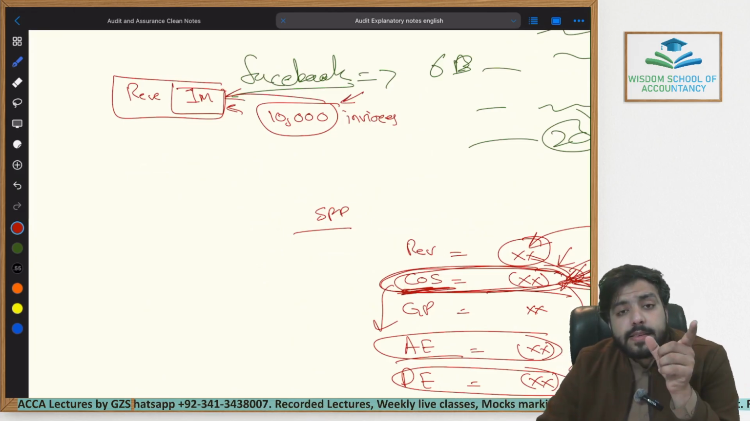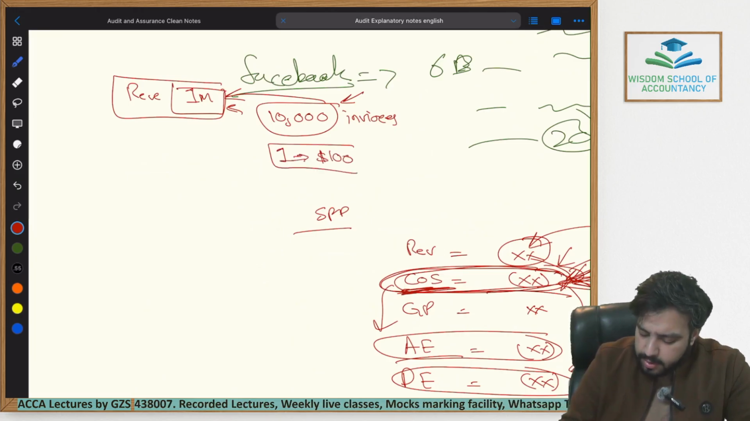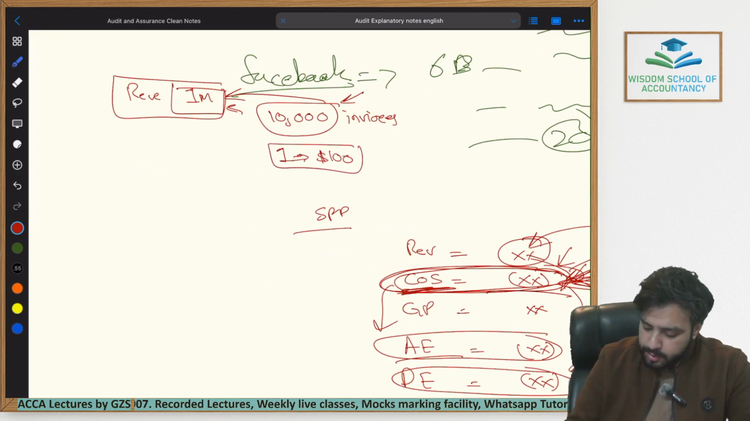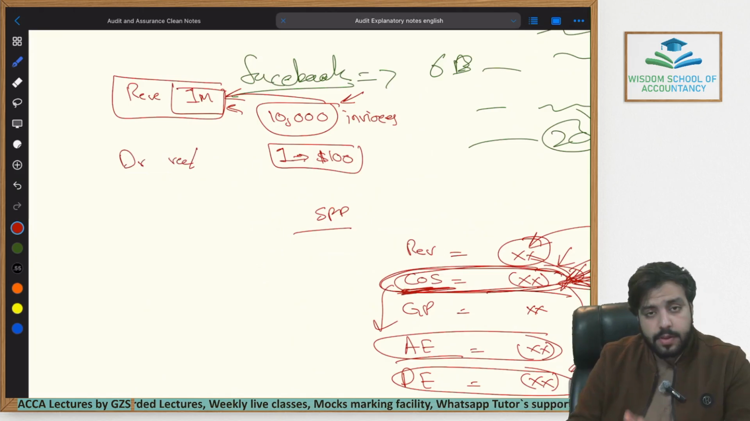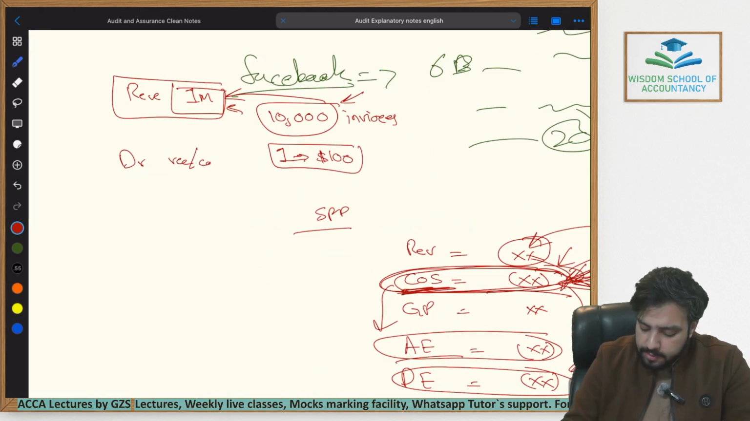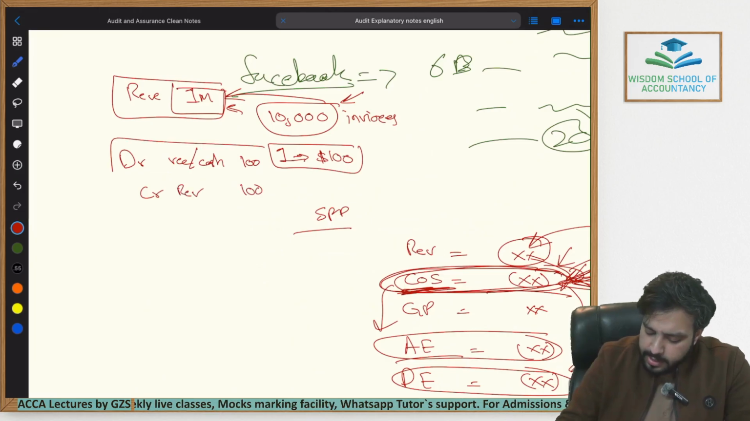But the case is that for every single transaction, every single invoice, one invoice upon which the sale is written as $100 of revenue, how would the management record it as revenue within the statement of profit and loss? One transaction would be recorded, right? Debit receivable if the cash isn't received yet, or debit cash if the cash has been received, $100, and the credit would be done upon revenue, $100. This is known as one single transaction.